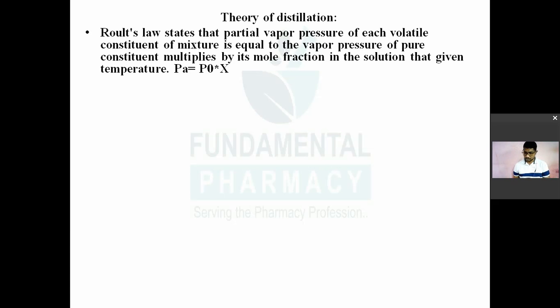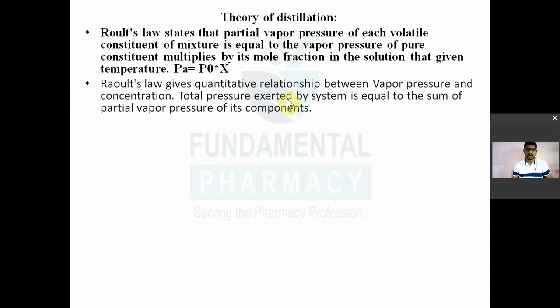मतलब you can say, for example, partial vapor pressure of A is equal to vapor pressure of A in a pure form into its mole fraction. That is nothing but Raoult's law. So again, it states that the partial vapor pressure of each volatile constituent of a mixture is equal to the vapor pressure of the pure constituent multiplied by its mole fraction in the solution at a given temperature. That is nothing but Raoult's law, which is the basis for the distillation. Remember, ये law, it is a law. This law is the basis for the distillation.